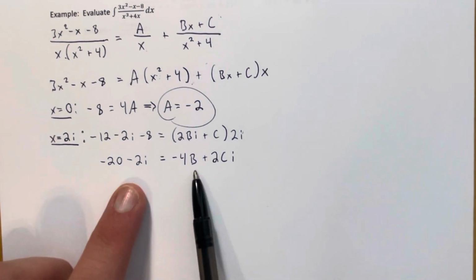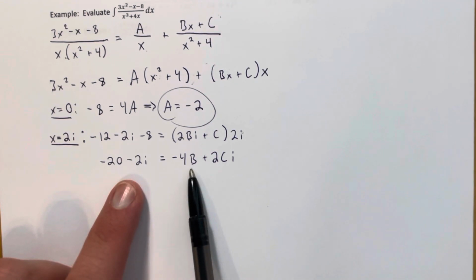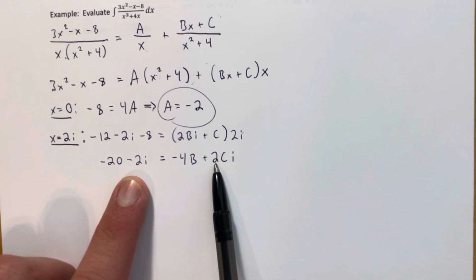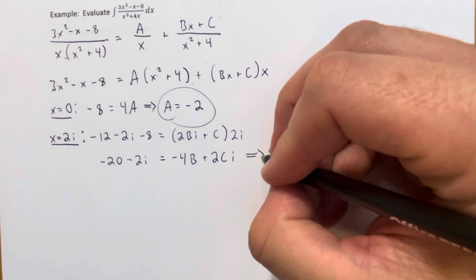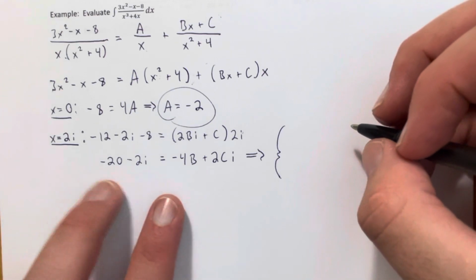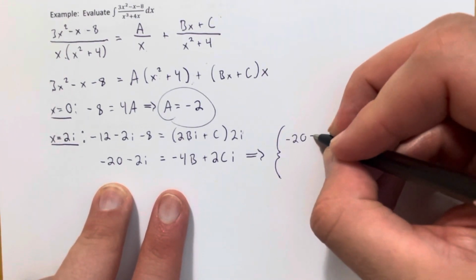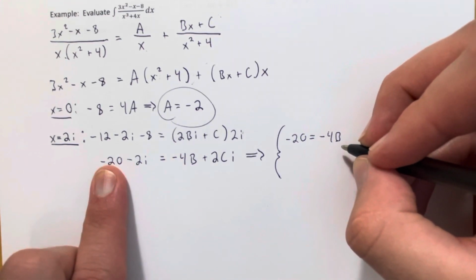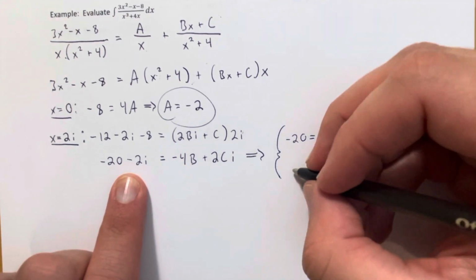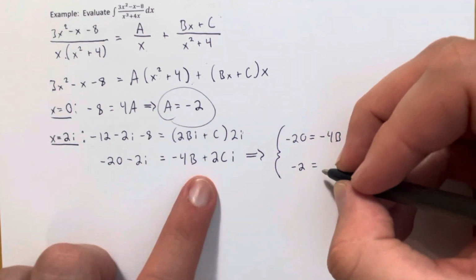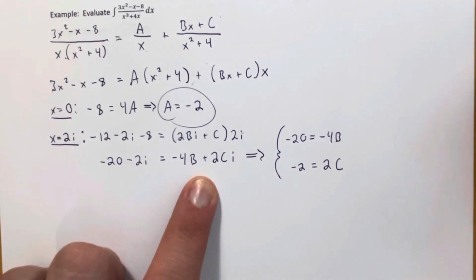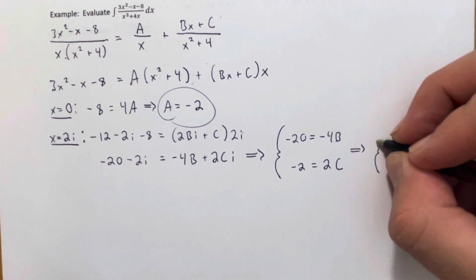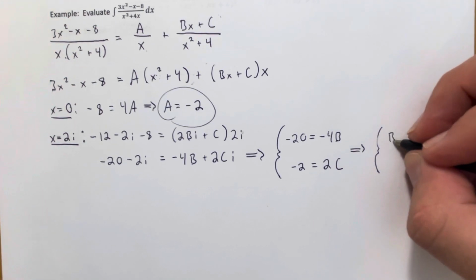Two complex numbers are equal to each other only if their real parts are equal and their imaginary parts are equal. So what does that mean? That implies that this -20 has to be equal to that -4b right there. Real part equals real part. This -2 right here has to be equal to that 2c right there. Imaginary part equals imaginary part. That allows me to solve for b and c at the same time.